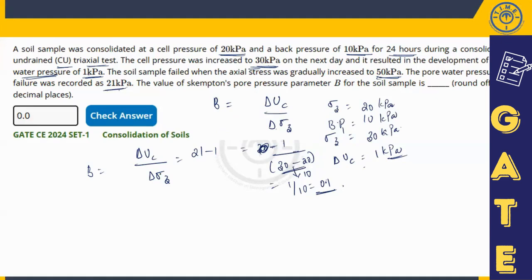So that is the reason B equals del UC by del sigma 3, where del UC is increase in pore water pressure when the cell pressure is increased from 20 kilopascal to 30 kilopascal. Delta sigma 3 is nothing but sigma 3 dash minus sigma 3. Please have a look at it and let me know if anyone has any doubts in this.